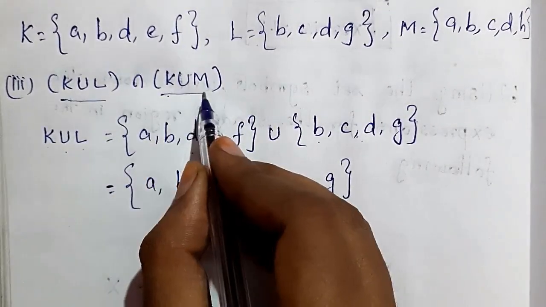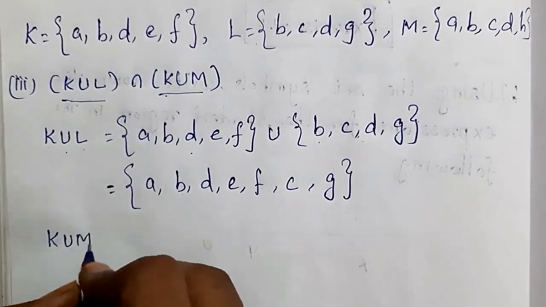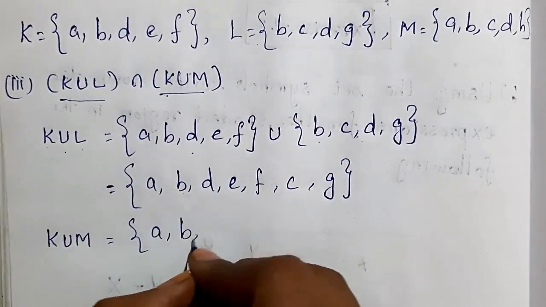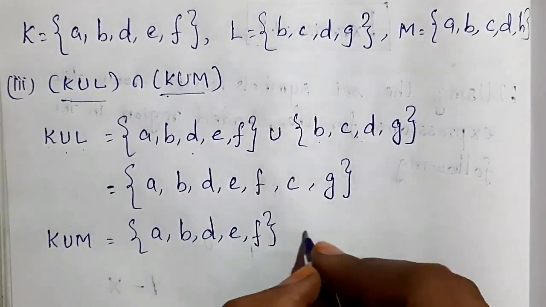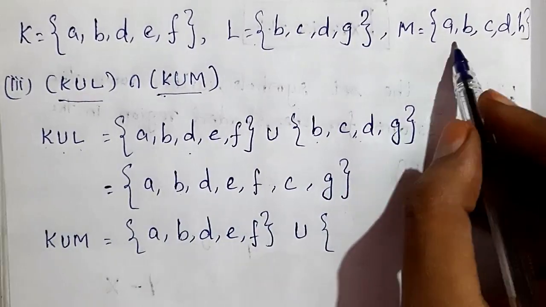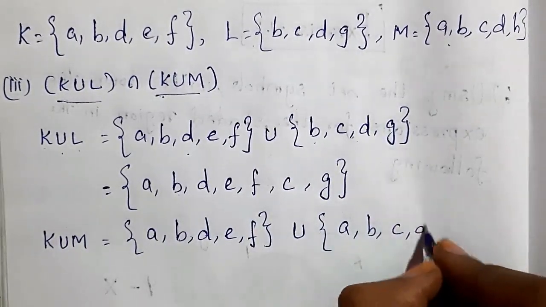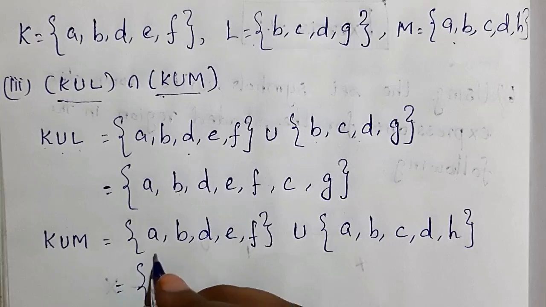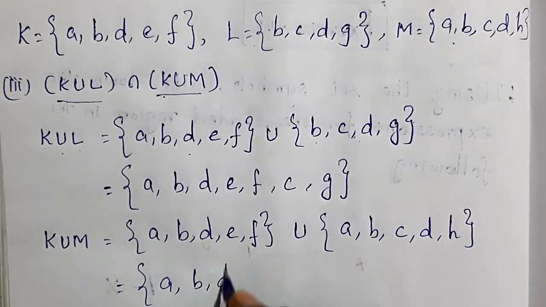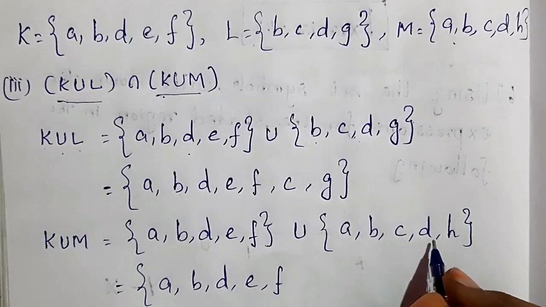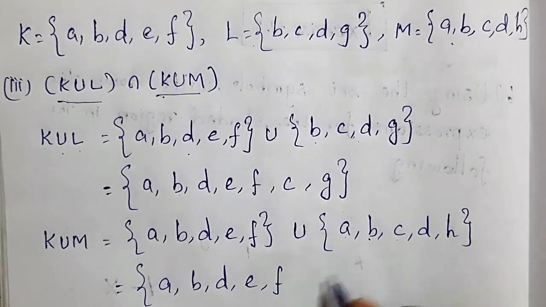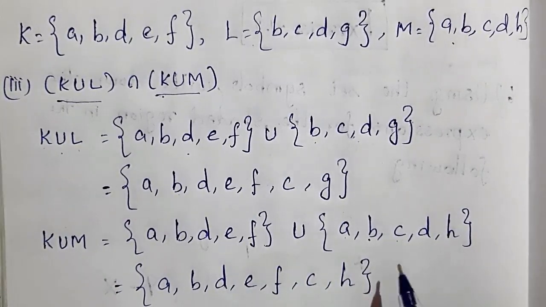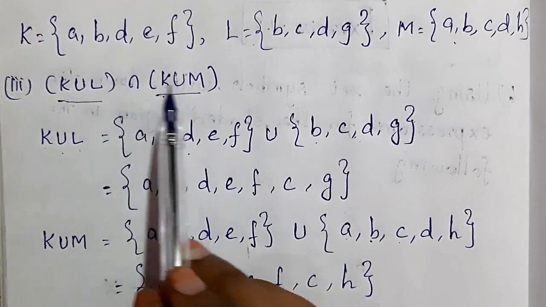Next we do K union M. K union M equals, write the K set: a, b, d, e, f. Then union the M set: a, b, c, d, h. Then the union of both sets. First I will write this set's elements a, b, d, e, f. Next I will write the next set's elements: a already written, b already written, c, d already written, then h.